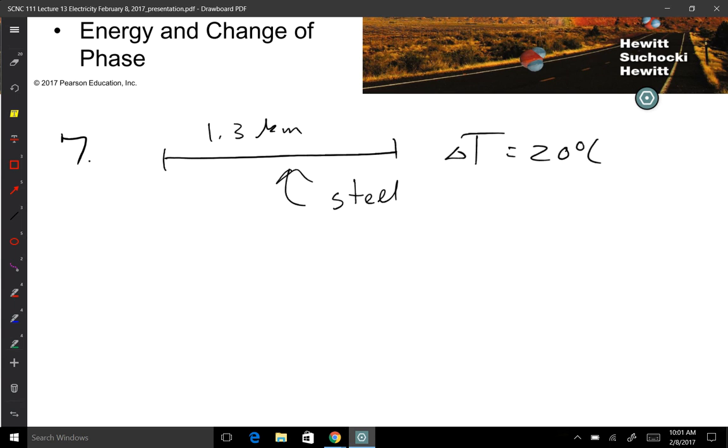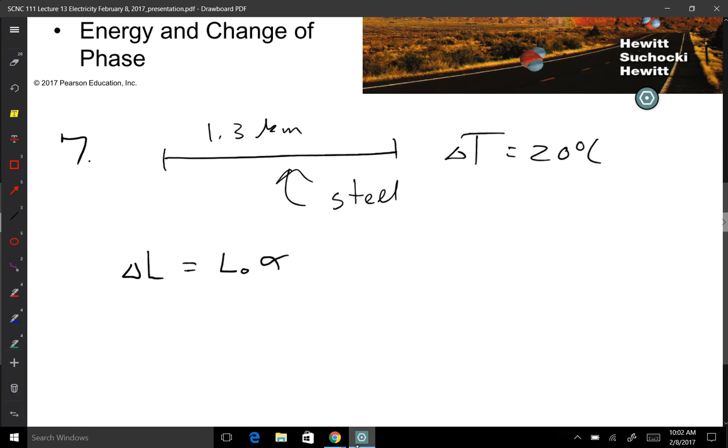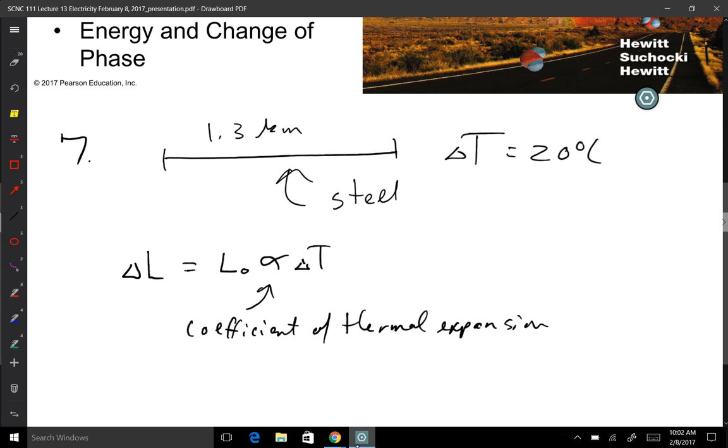So as we saw with the demonstrations, when I put my little things in the fire, they expanded. And the equation for that expansion, which I probably didn't do in class because I ran short on time, is the change in length is equal to the original length times a coefficient of thermal expansion multiplied by the change in temperature.